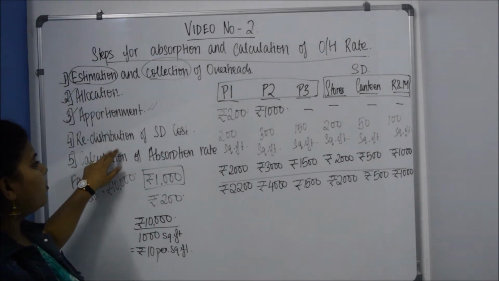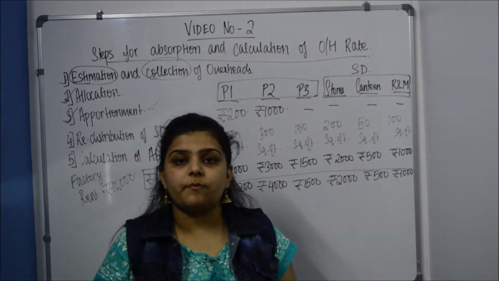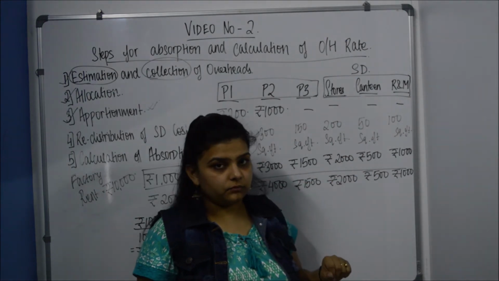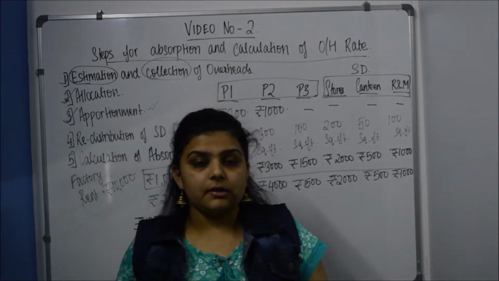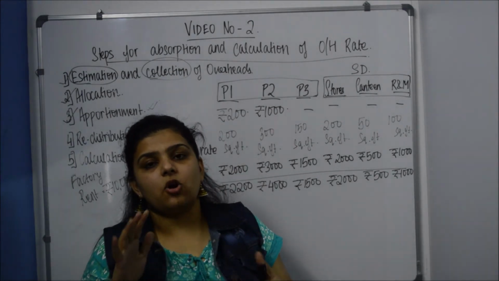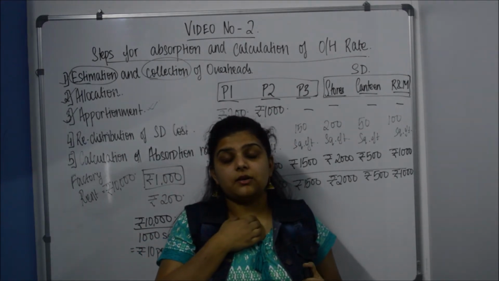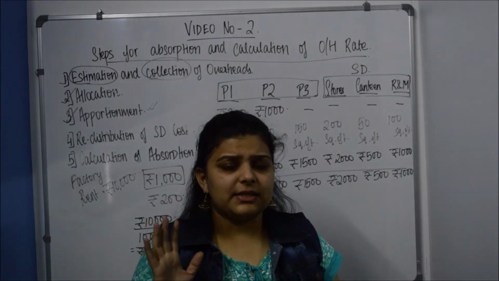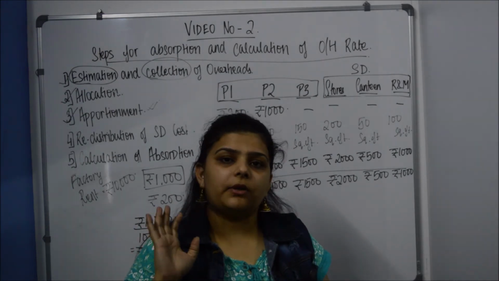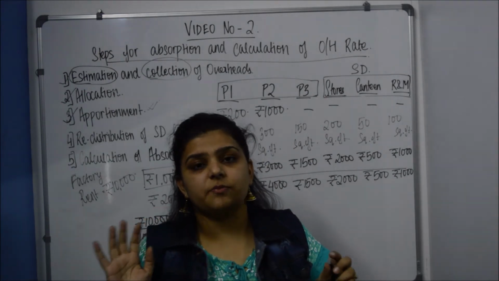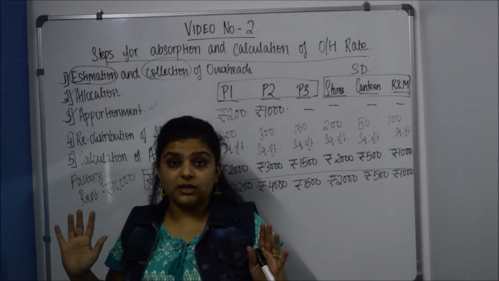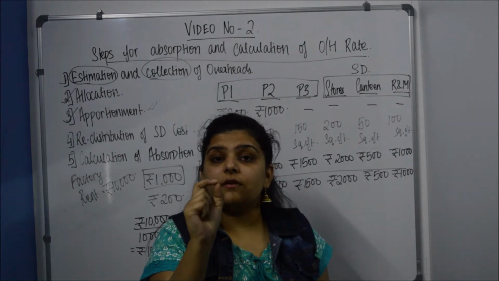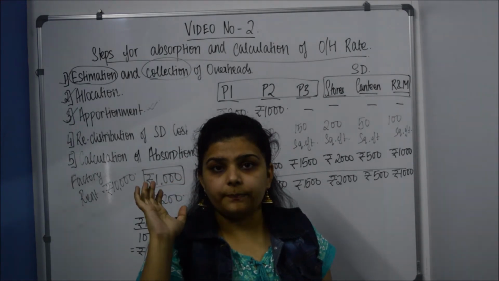Let us talk about the fourth step, that is redistribution of service department cost. These are my service department cost. Let me give you an example. Let us say my monthly cost is rupees 10,000. My personal monthly cost is rupees 10,000. I am working in an MNC where I am getting paid rupees 50,000 per month. Can I bear my own expense? Yes, I can bear my own expense because I am earning something. I am a revenue generating person.